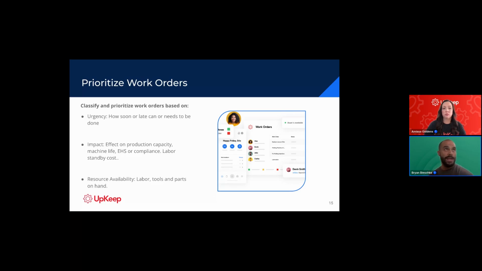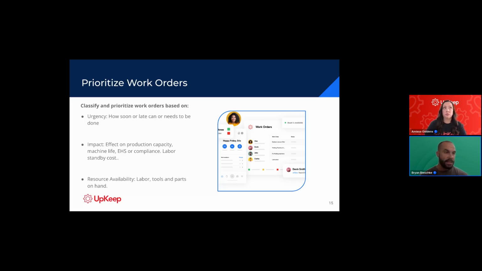Here's a big one. What is the impact of the work? So what is the effect on production capacity? What's the effect on machine life? What's the effect for the environment, health, and safety of the equipment, the people, anything, or compliance? Again, we talked about compliance earlier. And then here's one that a lot of people don't think about. What is the impact of labor standby costs?